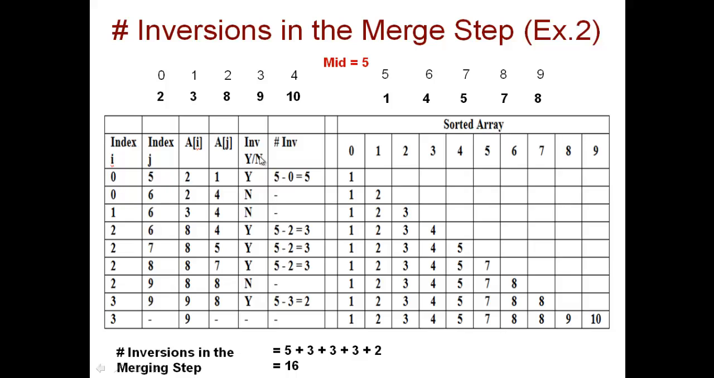So we'll go through it quickly. We went through it already a couple of times. So i is at 0, j is at 5. So compare 2 with 1. 2 greater than 1 is an inversion.